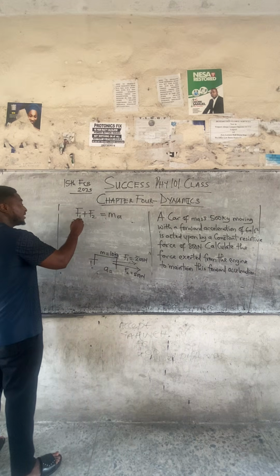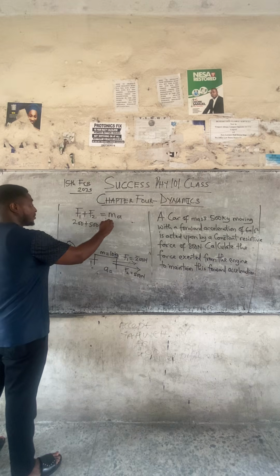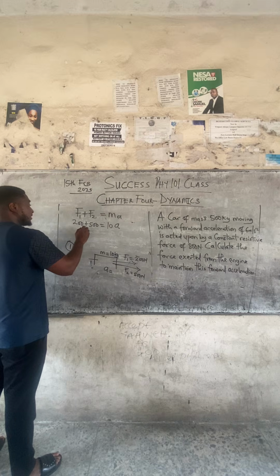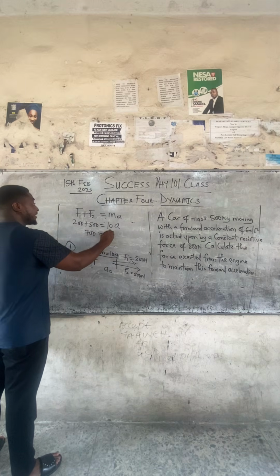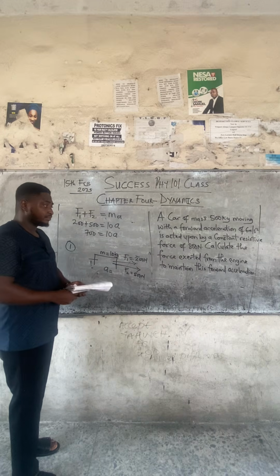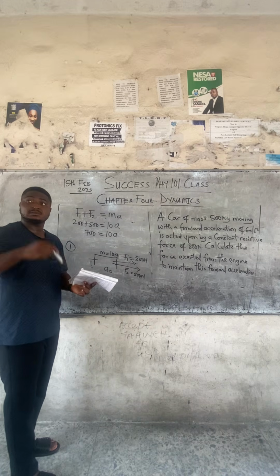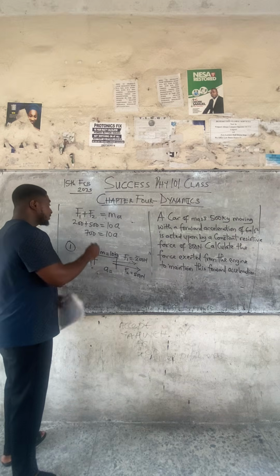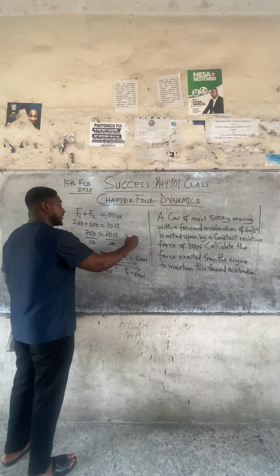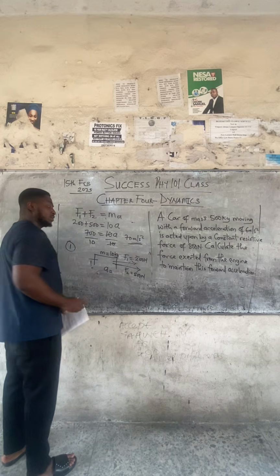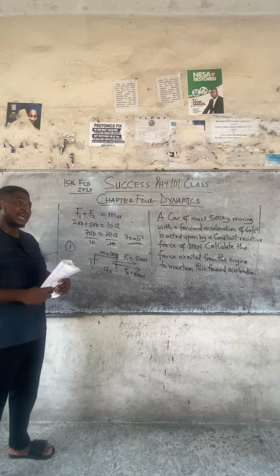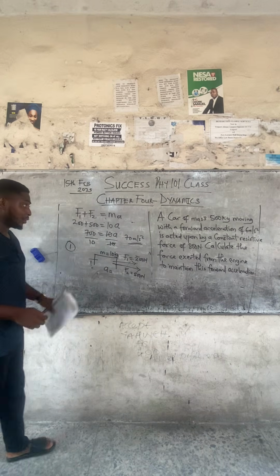So 200 plus 500 equals mass 10, then you look for the acceleration. 200 plus 500 is 700, equals 10a. 700 equals 10a. Divide both sides by 10, so that 700 divided by 10 is 70 meters per second squared. So class, how the two forces are acting on the body matters, how the two forces are acting on the body, before you solve.